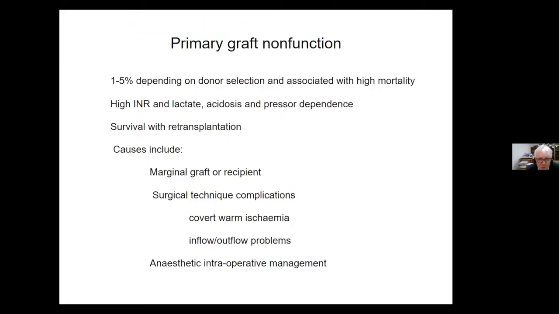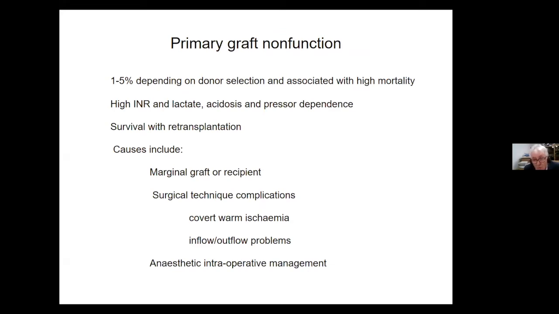Primary graft non-function, as I've said, has a high INR, lactate, acidosis, and pressor dependence. Survival is really only with early retransplantation. There are multiple causes, the most common being a marginal graft, but occasionally a marginal recipient will tip a liver over the edge. I think surgical complications are often missed.